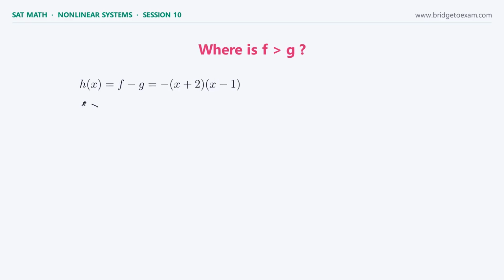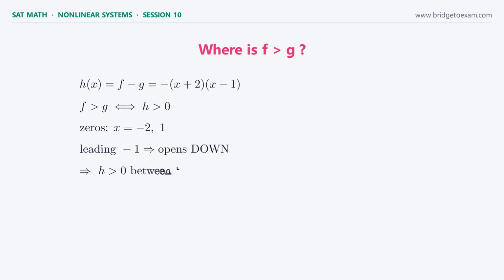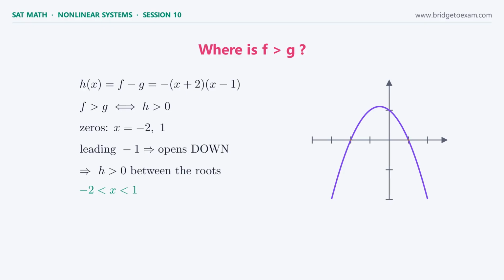Let's use it. Suppose f of x minus g of x equals negative 1 times the quantity x plus 2 times the quantity x minus 1. On what interval is f greater than g? f greater than g means the difference is positive. So we want where that expression is positive. The zeros are at negative 2 and 1. The leading factor is negative 1, so this parabola opens downward. A downward parabola is positive between its zeros, and negative outside them. So f is greater than g when x is between negative 2 and 1.